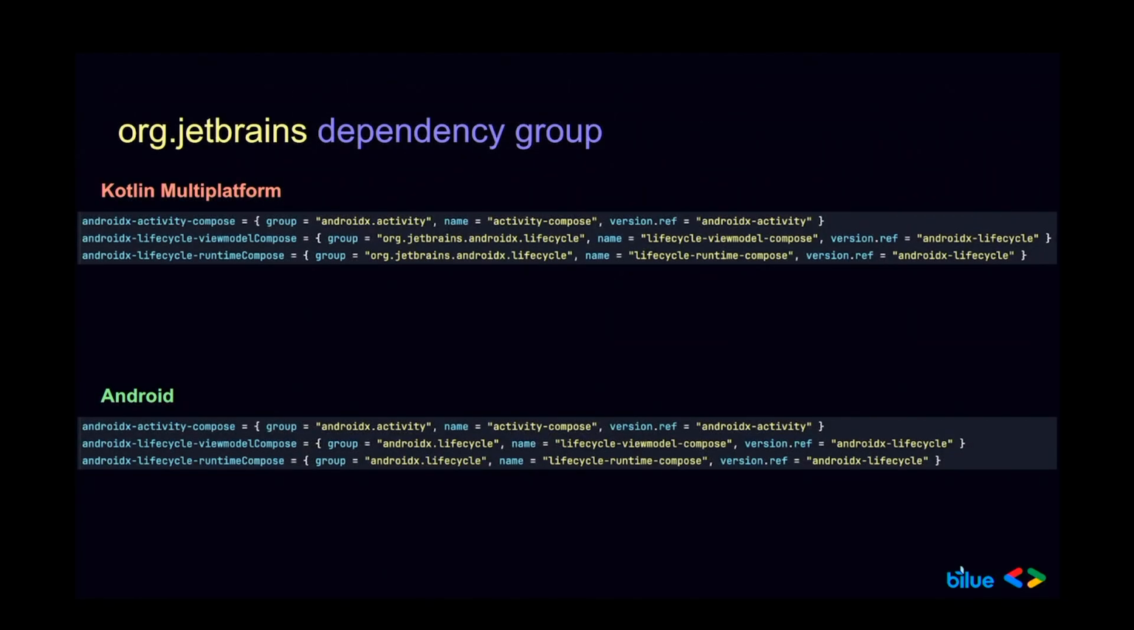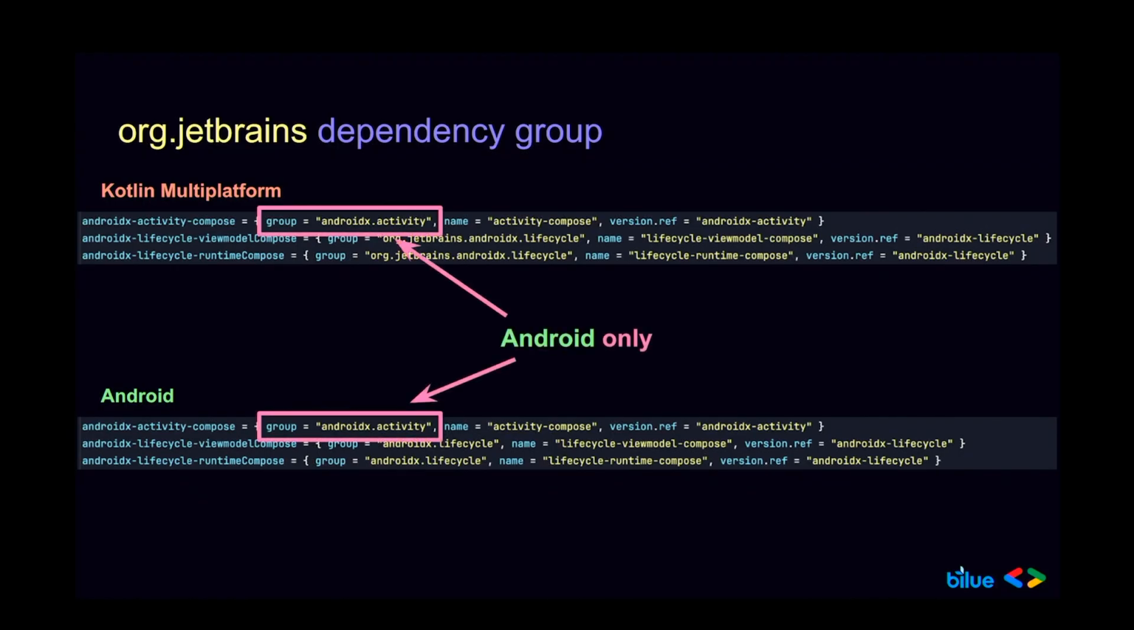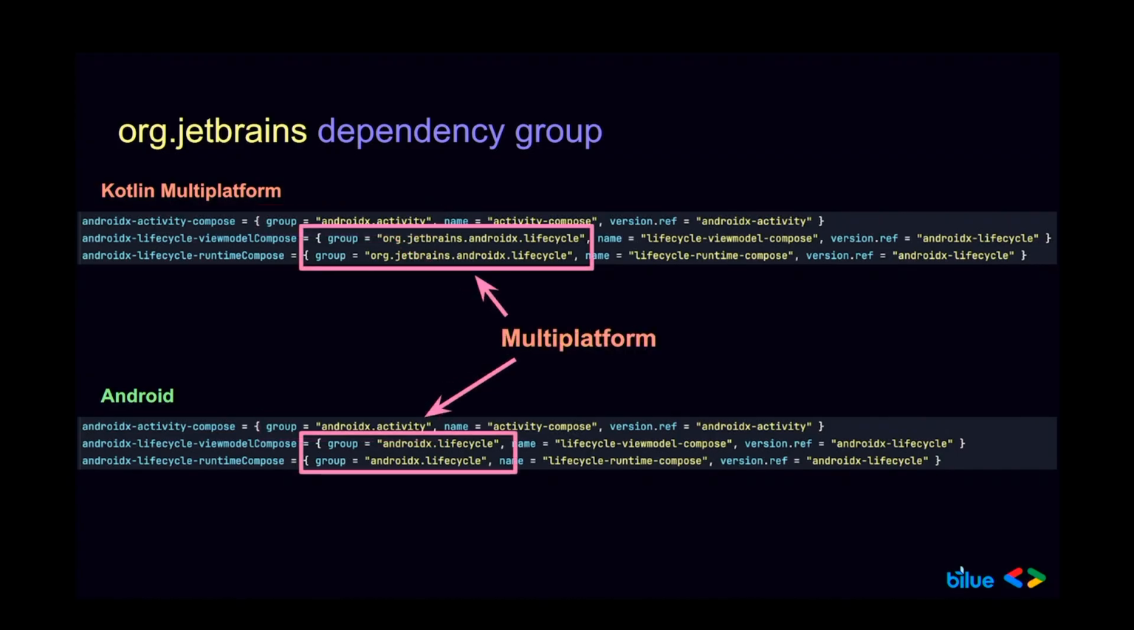When you are including these dependencies, we can see in Kotlin Multiplatform, for our Android only, we're just using androidx.activity. But for our multiplatform libraries, we have the org.jetbrains package group rather than androidx.lifecycle. So if you're going to include a multiplatform dependency, definitely check the group name, because if you're just copying and pasting from an Android website, you'll probably get the wrong one. Definitely double check some of those things, because you will get really weird errors if you don't do this.